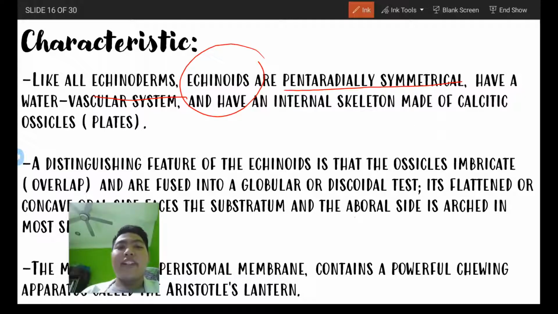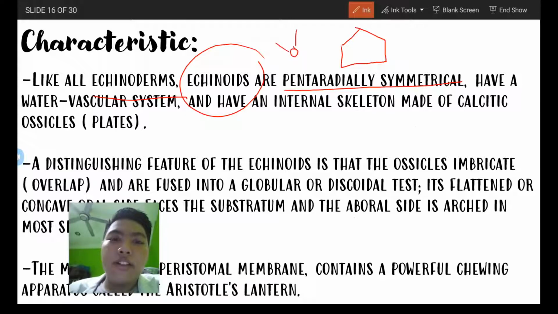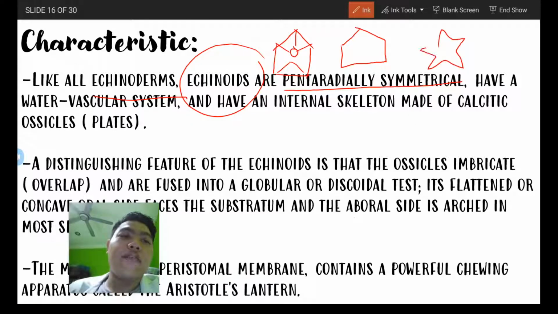Echinoids are pentadially symmetrical. What this sentence means is that most echinoderms are shaped like a pentagon, pentadially. So you know, this is the brittle star. The shape is pentadial. The starfish, the shape is pentadial. So all echinoderms are commonly pentadially symmetrical.